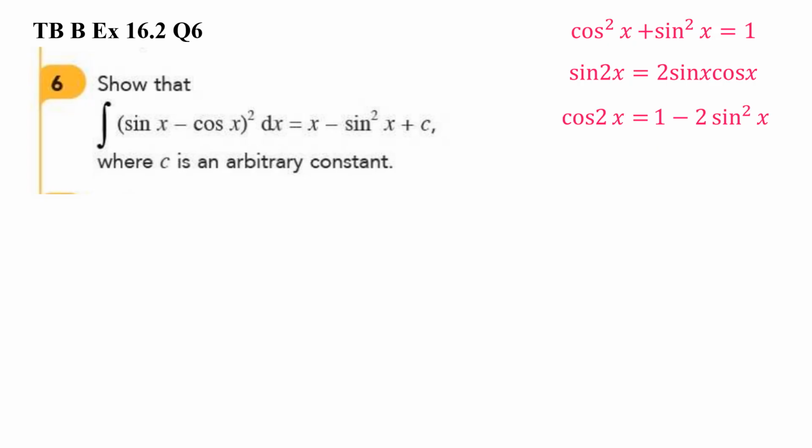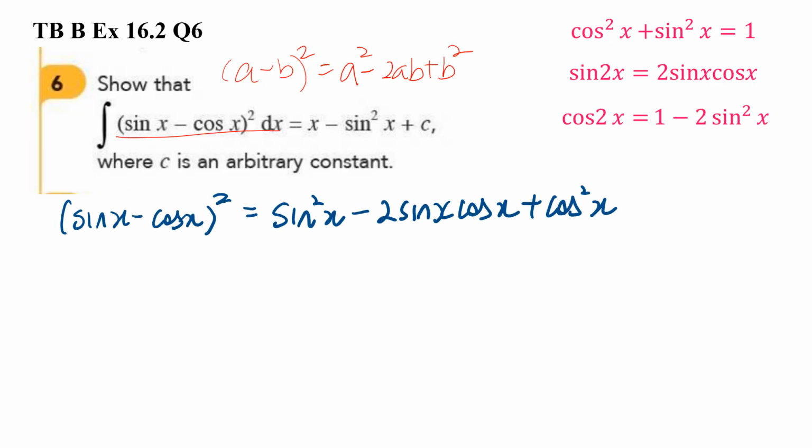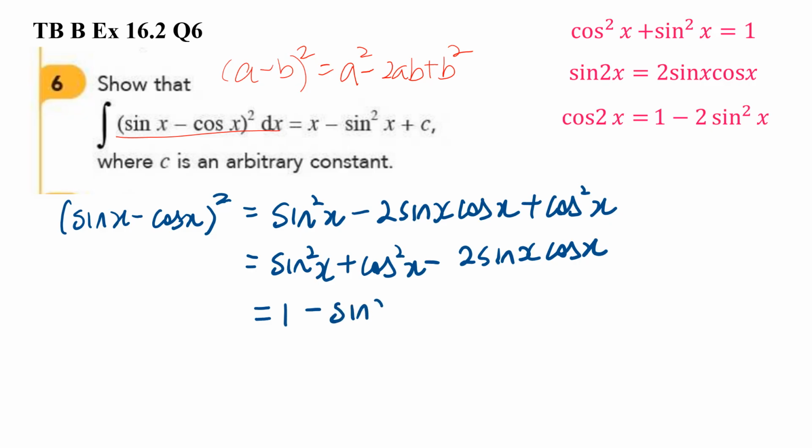Okay, so we're supposed to show that the integration of the expansion of sine x minus cos x squared will give you x minus sine square x plus c. So we're just going to expand this using our algebraic identity. Alright, and we're going to group sine square x with cos square x. And sine square x plus cos square x will give us 1. And 2 sine x cos x will give us sine 2x.